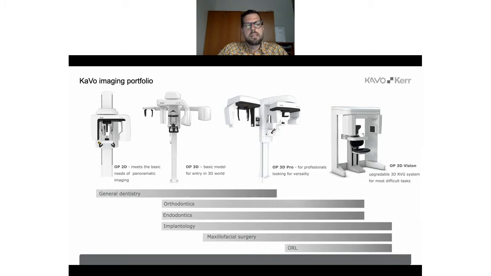So as I said, this KaVo imaging portfolio has these kinds of units: the OP2D, OP3D, OP3D Pro, and OP3D Vision. The OP3D is the basic model for entering the 3D world, and it's for ortho, endo, and implantology. If you want to be more versatile, you can go with the OP3D Pro, and the OP3D Vision is for the really hard cases.